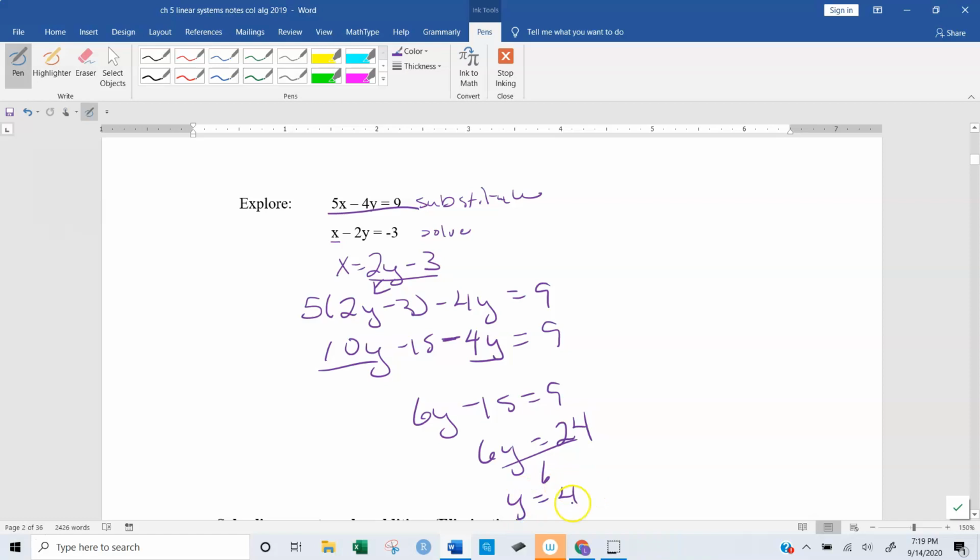All right, you've got the first part, so now you've got to plug it into one of the others. Let's choose this one this time, just because it looks fairly easy. So x minus 2 times 4.